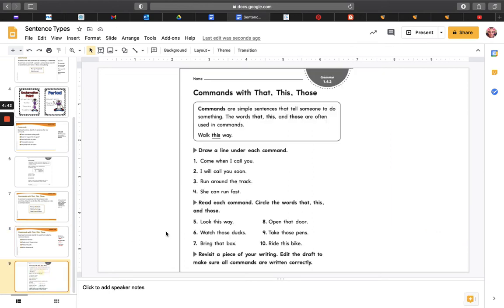So let's look at our assignment. And it tells us commands with that, this, those. Remember, I want you to practice reading these 3 words. Commands are simple sentences that tell someone to do something. The words that, this, and those are often used in commands. For example, walk this way. This helps us understand which way we should be walking.